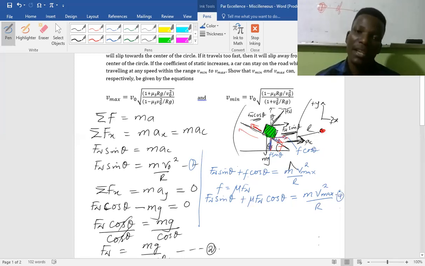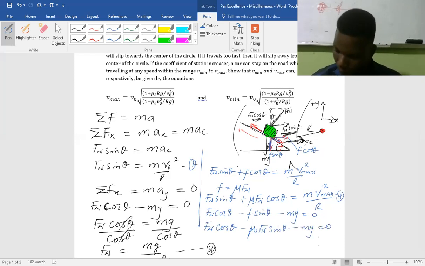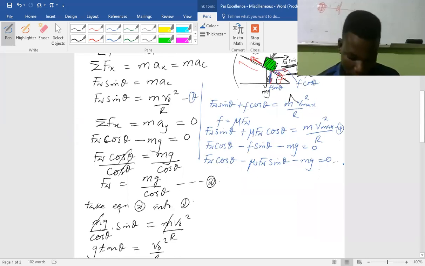And then in the vertical, we don't have motion. So in the vertical, it's going to be the vertical component of the normal force minus the vertical component of the friction force minus mg equal to zero. Here we also substitute the static friction: nu s times normal force sine theta minus mg equal to zero. So we have this equation, and this can be our equation five.